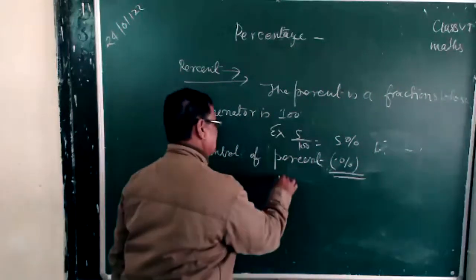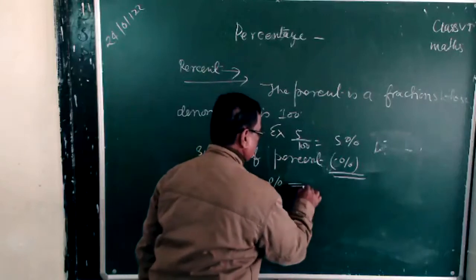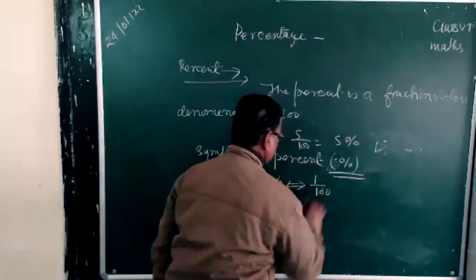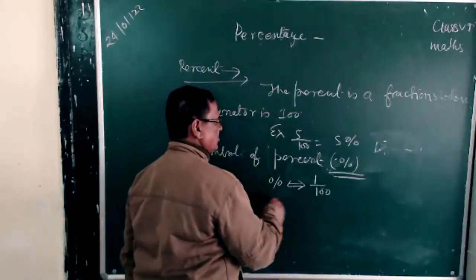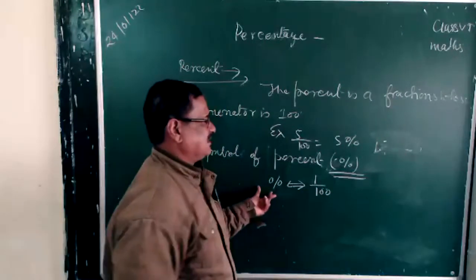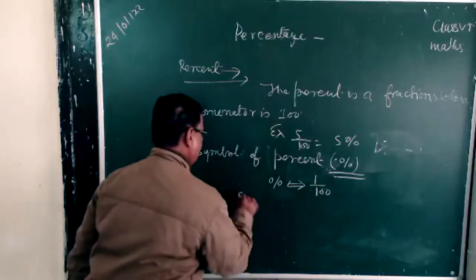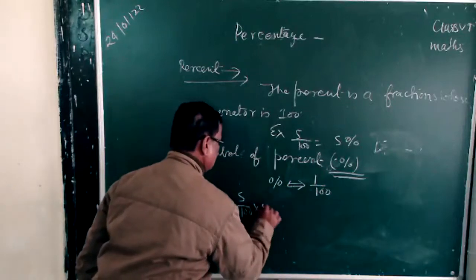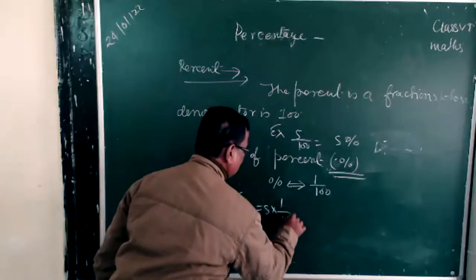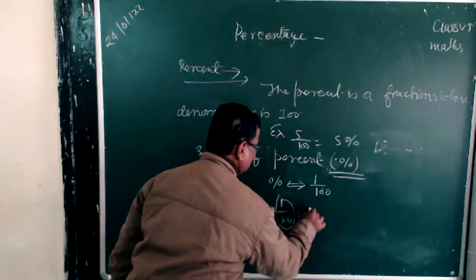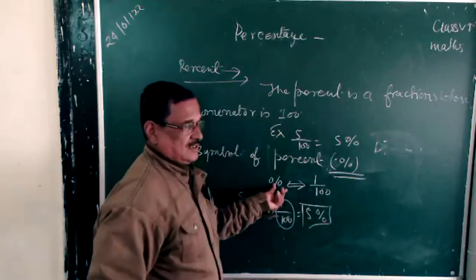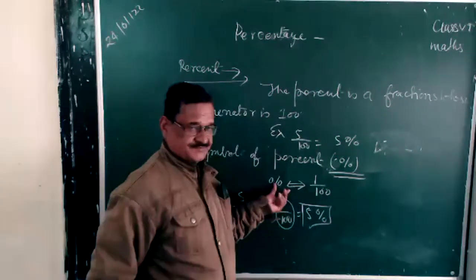It means this symbol corresponds to 1 by 100. Sometimes this sign can be replaced by 1 by 100. So see here, 5 by 100 can be written as 5 into 1 by 100, and this 1 by 100 is represented as the percentage sign. So we can say that these correspond to each other.